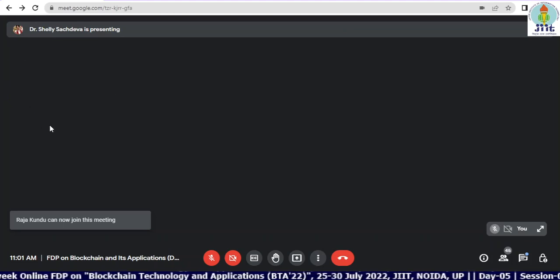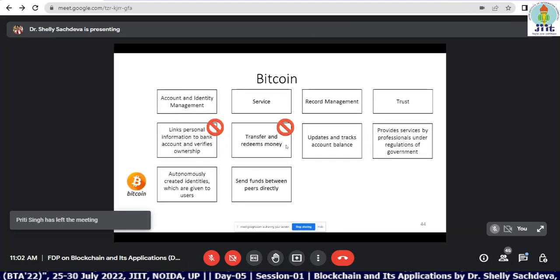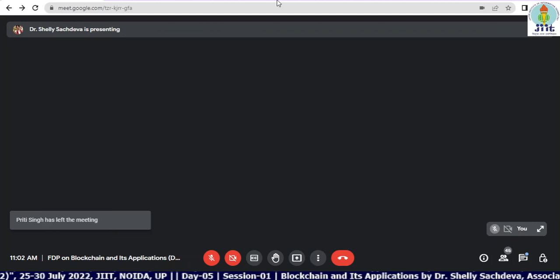It says, but linking the personal information to the bank account and verifying the ownership is not there. Autonomously created identities are there, which are given to the users. So this is how the account and identity management is being done. Then for the services, the transfer and redeeming of money, you can send the funds between the peers directly, right? So this is the service one.